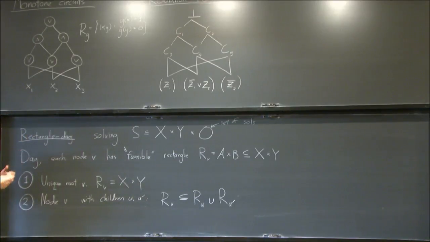Okay, and so I have a final condition for the leaves of the DAG. Somehow the leaves of the DAG find solutions for the input.